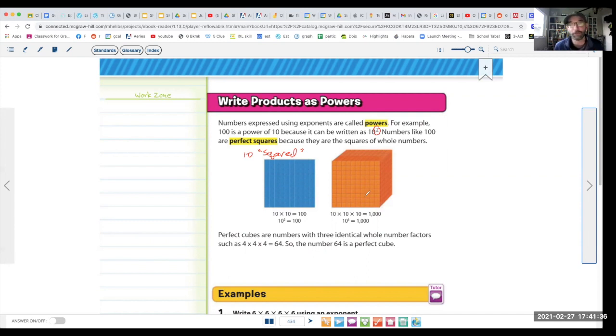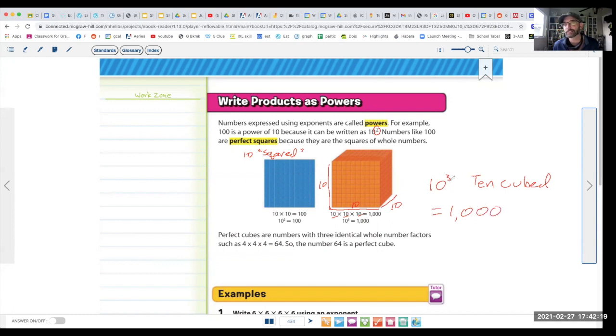And now look at the orange one. This is 10 times 10 times 10 because we have 10 on the bottom, 10 squares. It's 10 squares tall. So the face of this would be 100, 10 times 10. But there's 10 rows or 10 columns of it. So this is 10 times 10 times 10. Because there's 3 tens, that's why this is called 10 to the third power, which is also called 10 cubed. Because whenever something is to the third power, it's making a cube out of it. And of course, this equals 1,000.